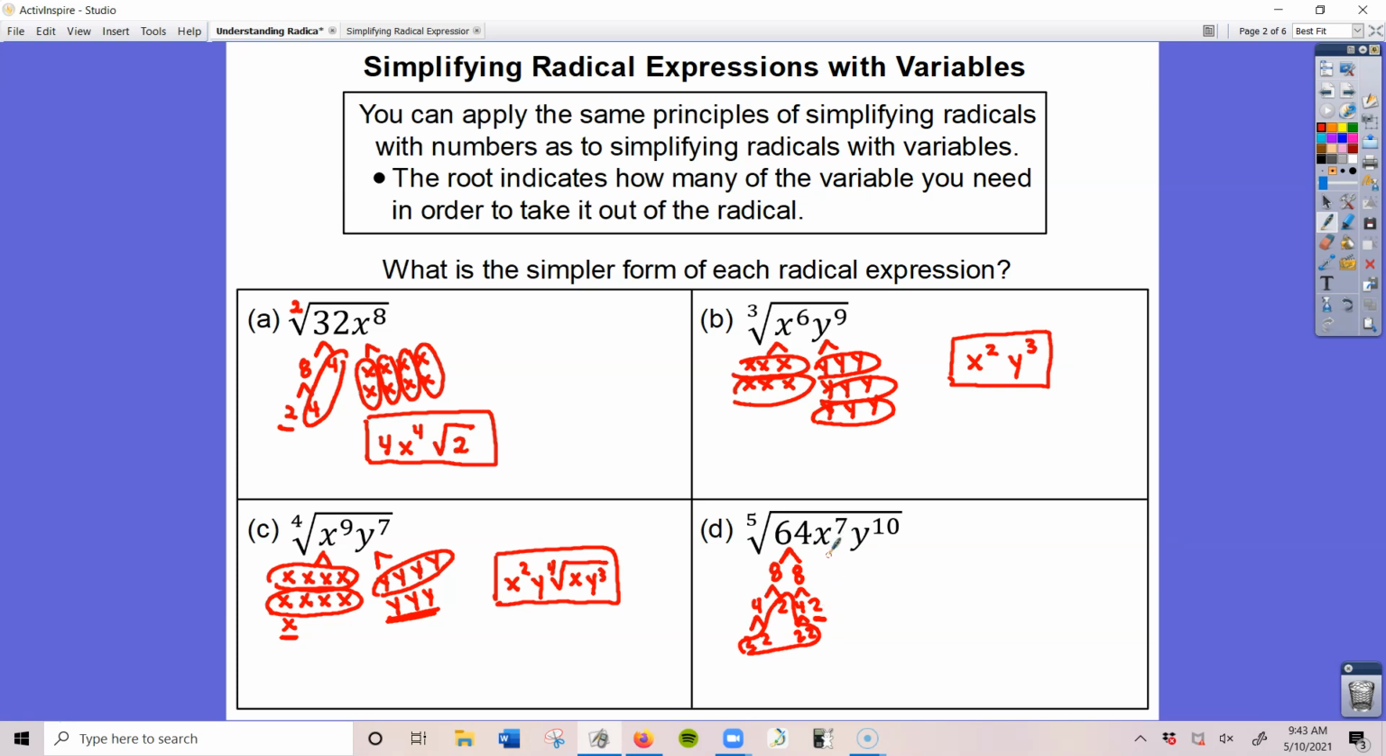Now let's move on to x to the 7th. This means that we have 7 x's. Y to the 10th means that we have 10 y's.